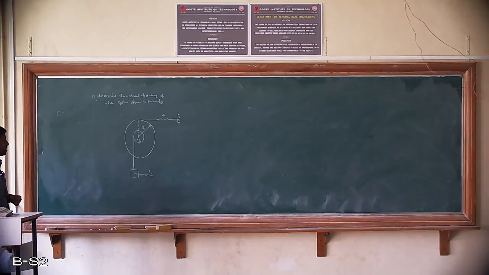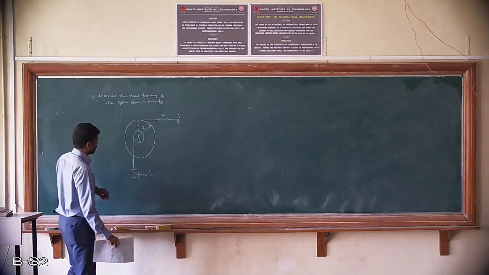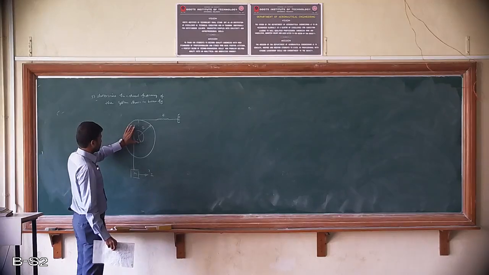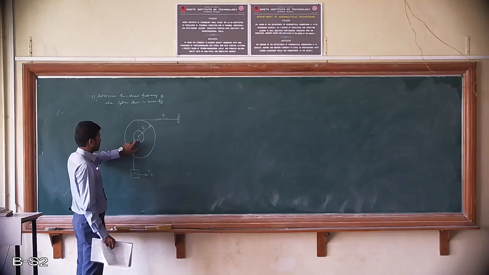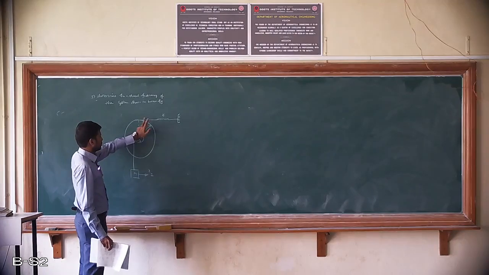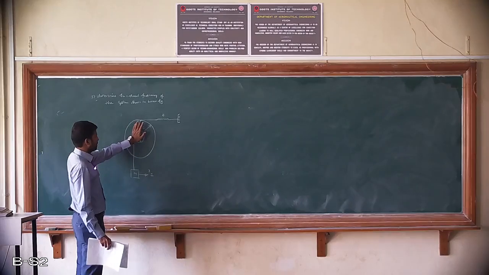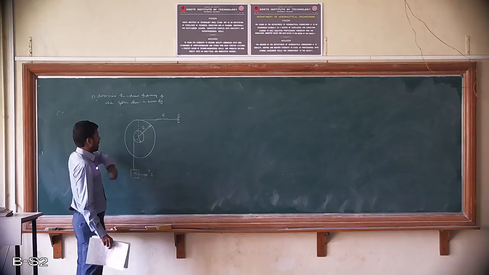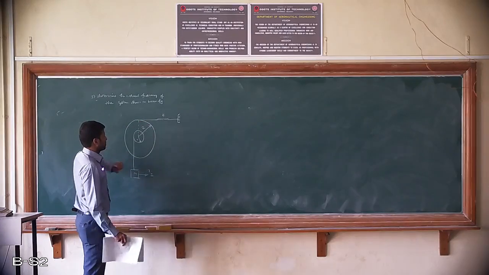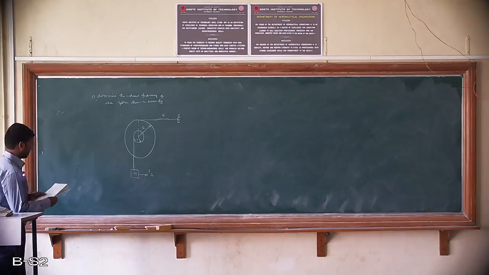So it is a little bit different compared to the previous problem. Here we have two pulleys. The mass is attached to the inner pulley, which has a radius small r, and the spring is attached to the outer or big pulley, which has a radius of capital R, and the spring stiffness is K.